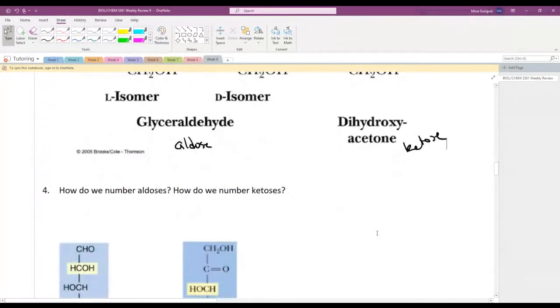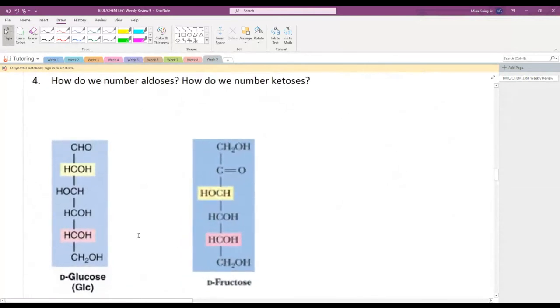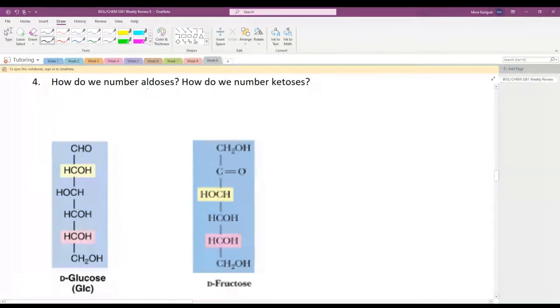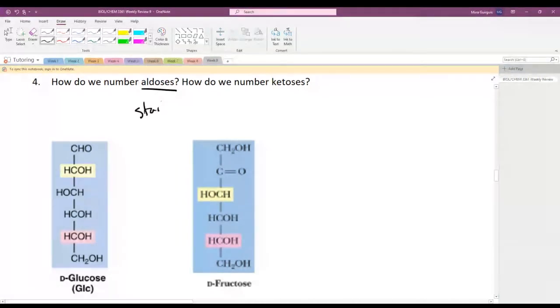So, how do we number them? This is a great question that we have to figure out how to answer. Glucose and fructose are both 6 carbon chains. How do we know which one is number 1, which is number 6? So aldoses are very easy. With aldoses, we start at the aldehyde.